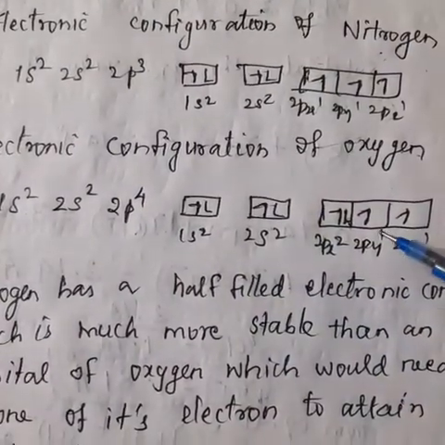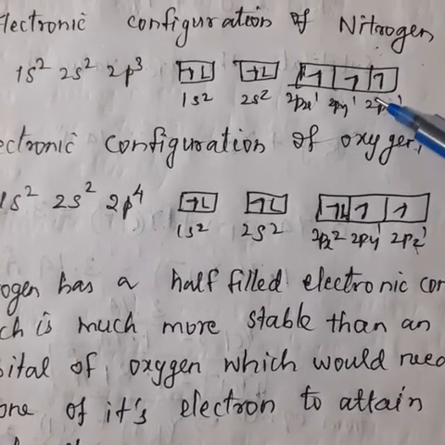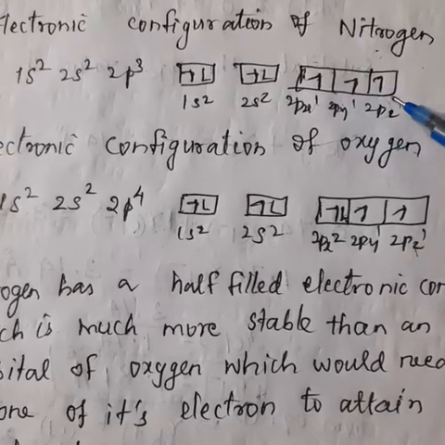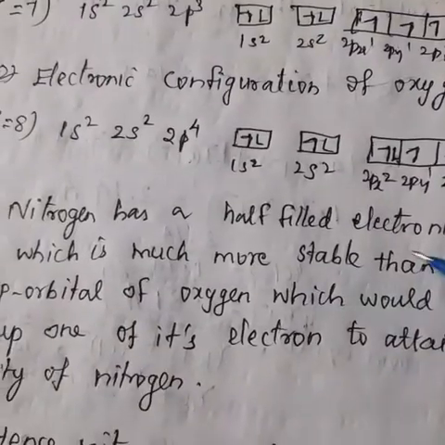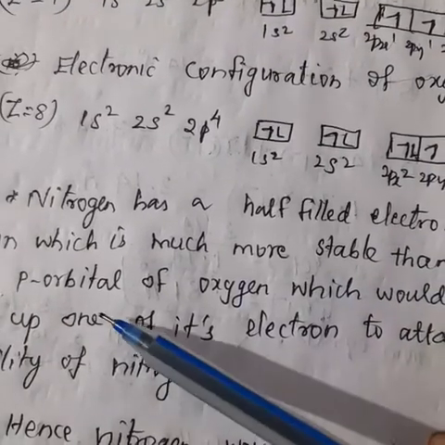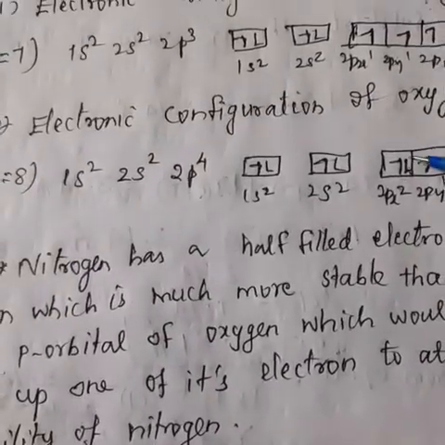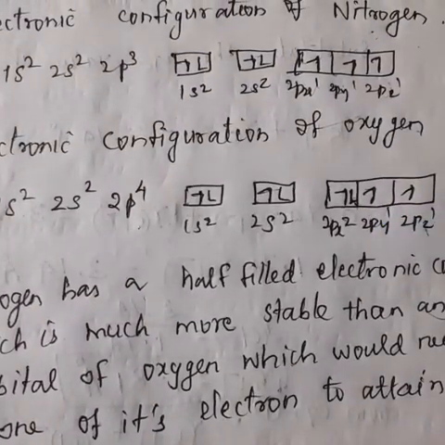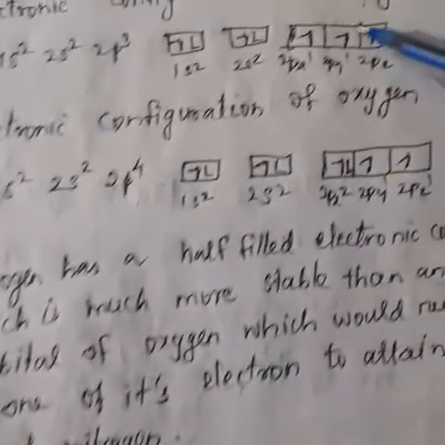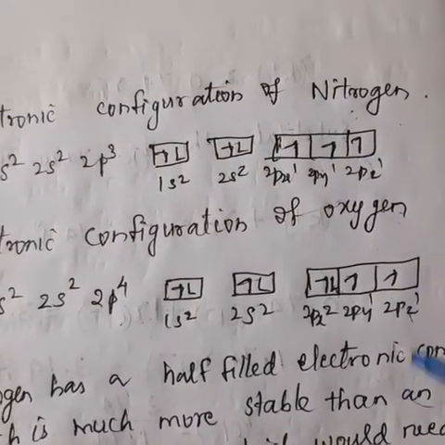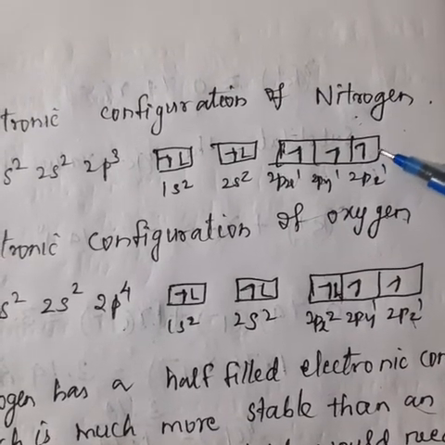We know nitrogen has a half-filled configuration, which is much more stable than the incomplete p orbital of oxygen. This is an incomplete orbital, not half-filled or completely filled. This is the half-filled one. We know only half-filled or completely filled orbitals are stable. So here nitrogen is stable when compared with oxygen.